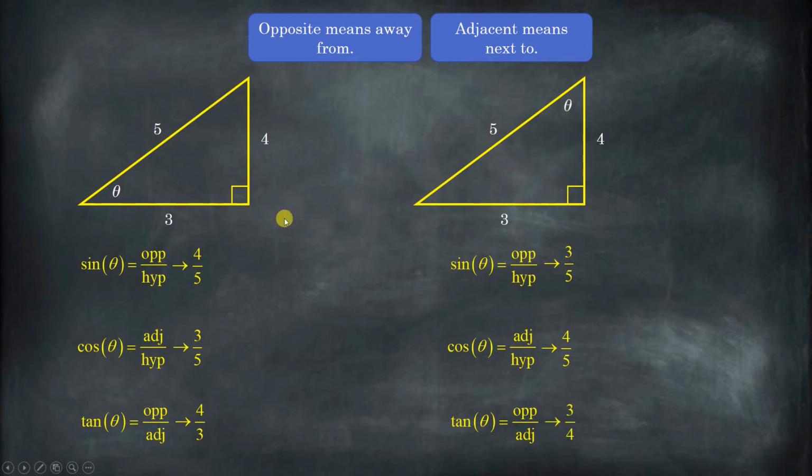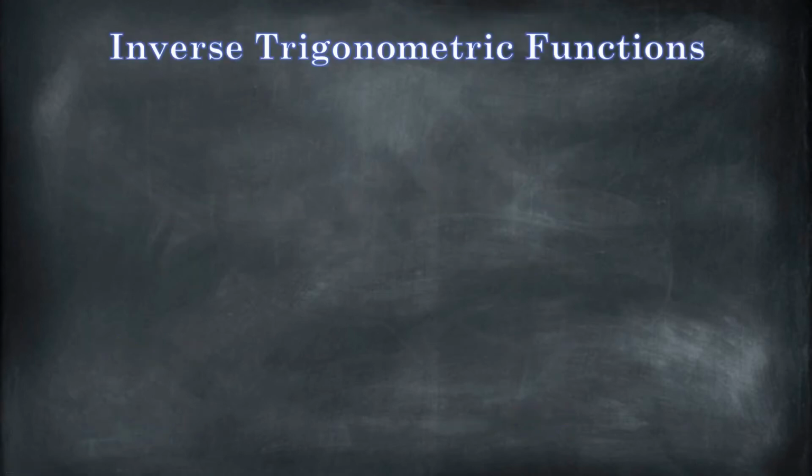So you see, opposite and adjacent are not fixed sides. The hypotenuse is a fixed side. It's the longest side, and it is opposite of the 90-degree angle. But opposite and adjacent sides are relative to the angle that we're talking about.